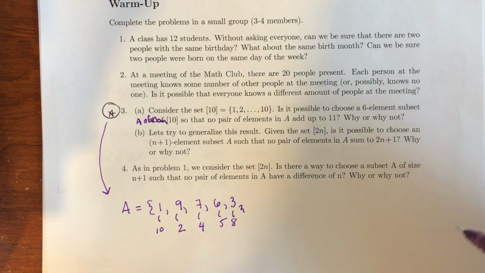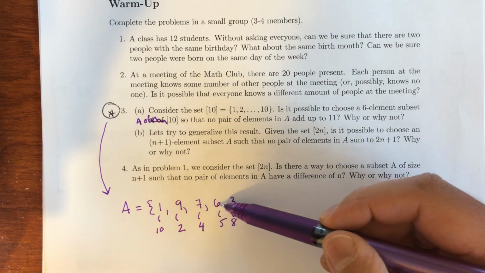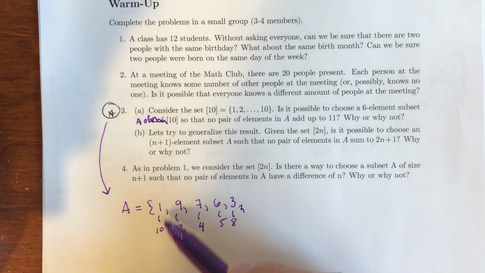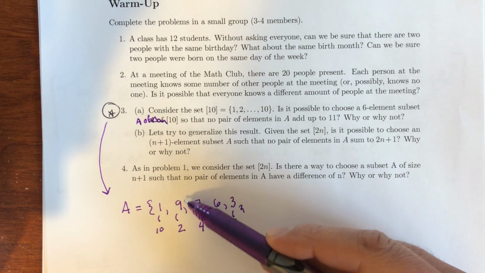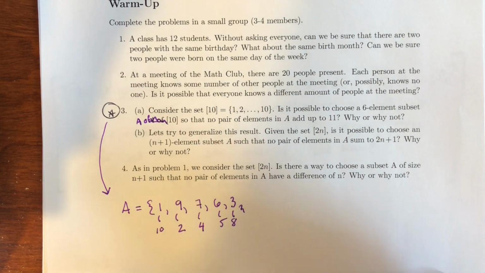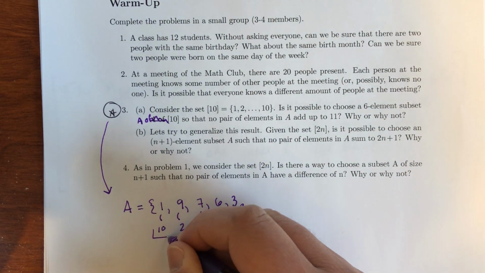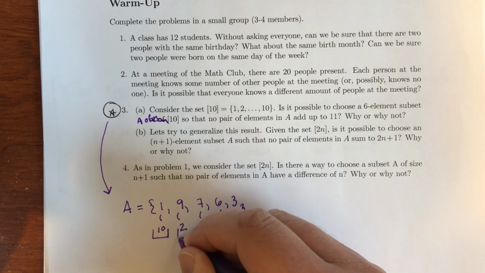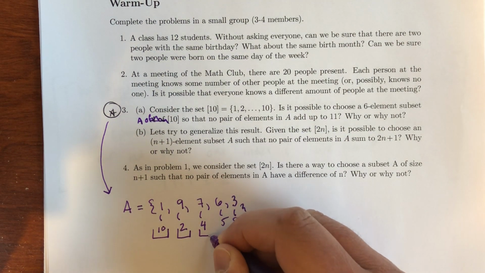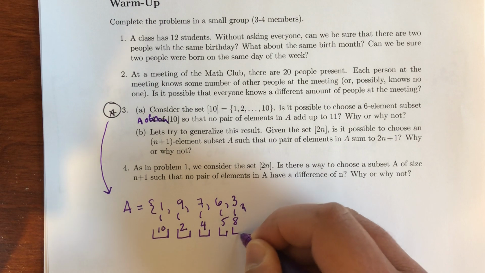Maybe that just means that I chose the wrong elements to start with, except if I swapped out the 1 for the 10, I'd have the same problem, because now I wouldn't be able to add 1 to the set. If I swapped out the 9 and the 2, I wouldn't be able to add 9 to the set, etc. So it seems like I can either choose 1 or 10 to go into the set A, but not both. I can choose 9 or 2, but not both. I could choose 7 or 4, but not both, etc.